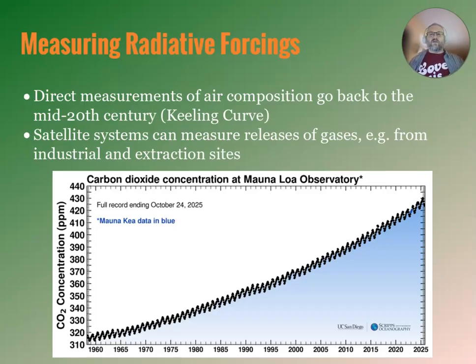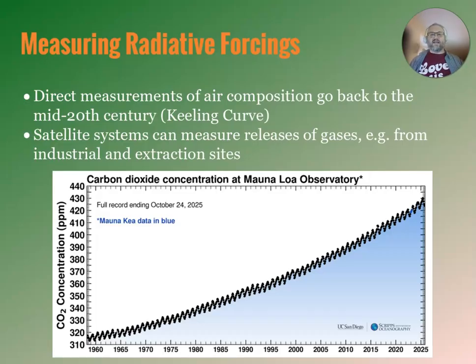One of the most important radiative forcings that we're looking at is, of course, changes in greenhouse gases such as CO2 in the atmosphere. So we have direct measurements of the composition of the air, where we took some air and captured it and measured what it was made out of, the proportions of different molecules in that air, going back into the mid 20th century. The most famous of these records is called the Keeling curve, named after Charles Keeling, the scientist who began taking these observations.